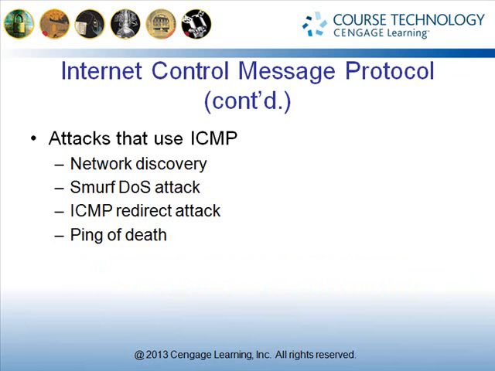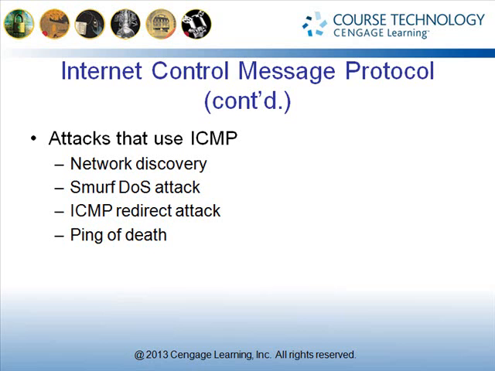Now there are several attacks that try to take advantage of ICMP. One is network discovery. An attacker could use an ICMP message as one of the first steps in reconnaissance to uncover information about the hosts that are part of that network. This might include sending individual ICMP echo requests to the broadcast address of the network and sending an ICMP address mask request to a host on the network to determine what the subnet mask is.